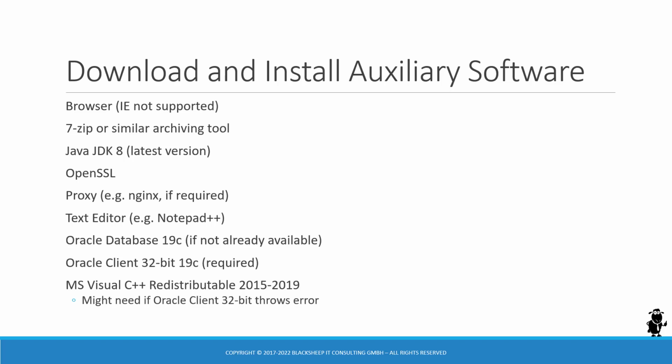So we include in this list the Microsoft Visual C++ redistributable for 2015 through 2019, which you can find on the internet, and might be a good idea to install both the 64 and 32-bit variants of this redistributable.